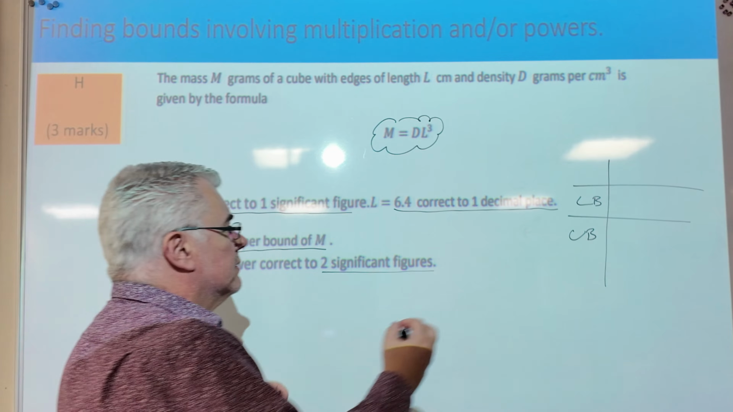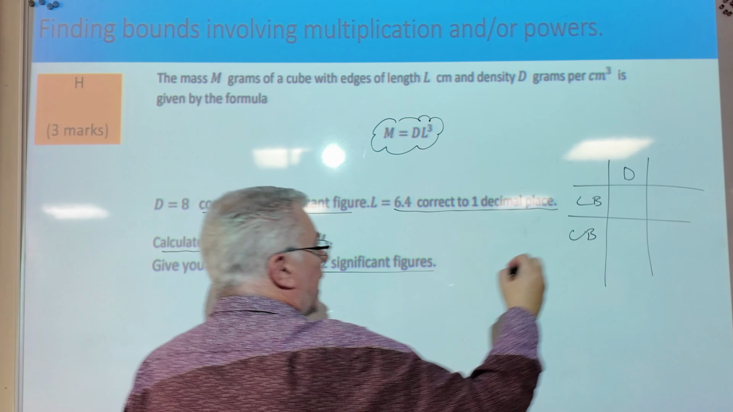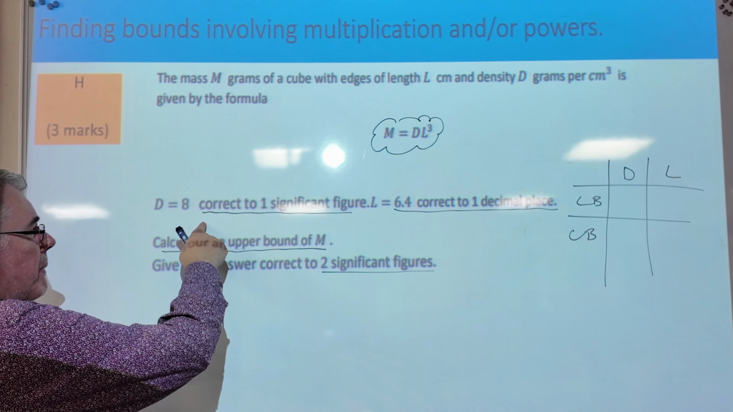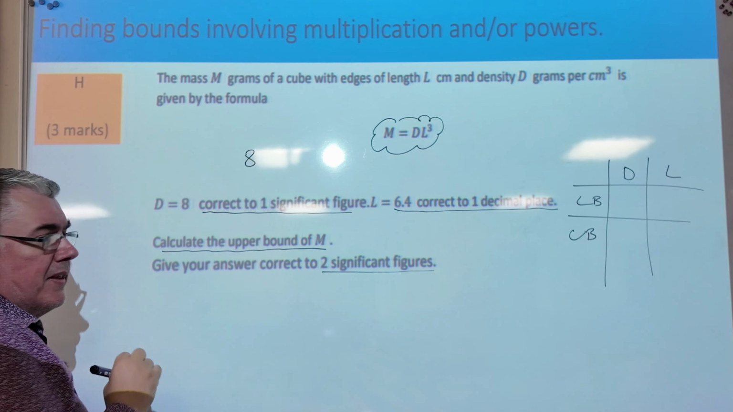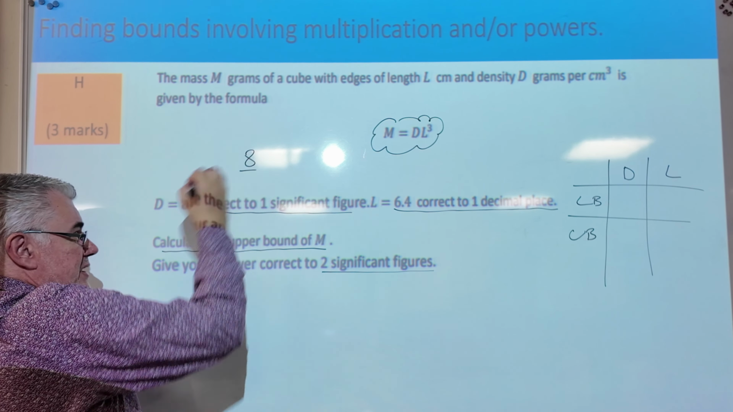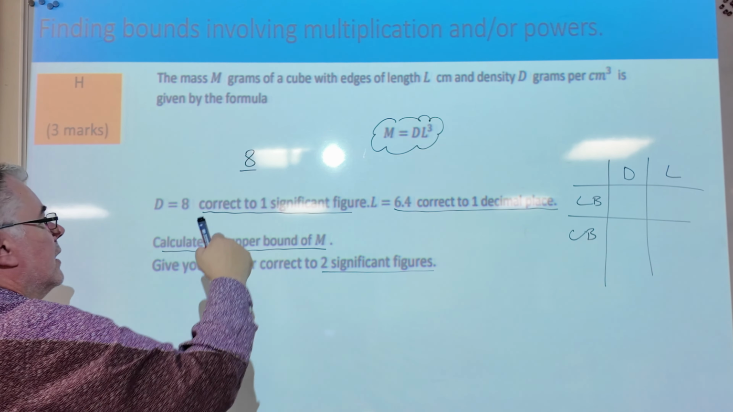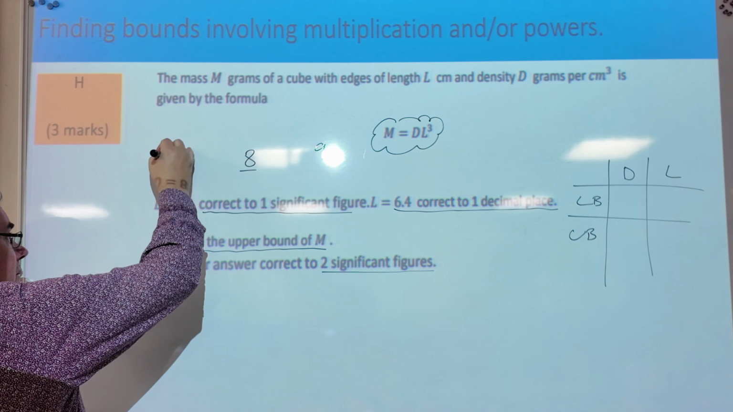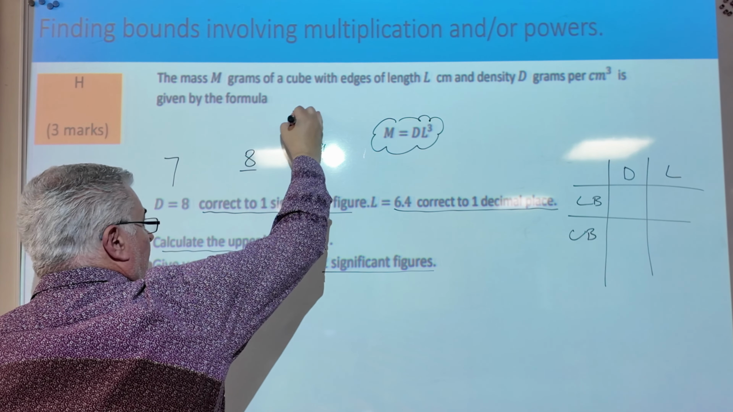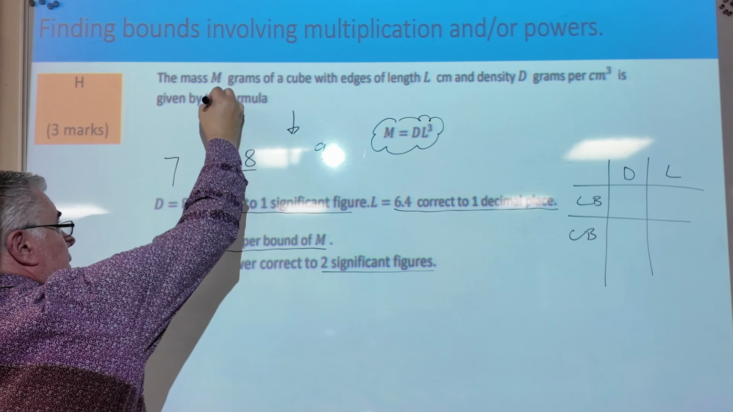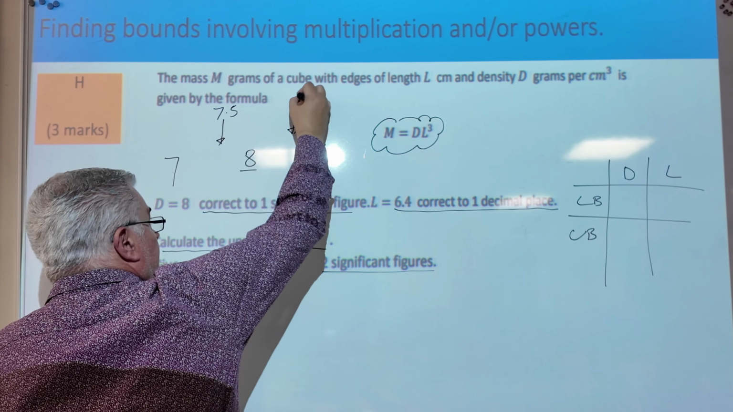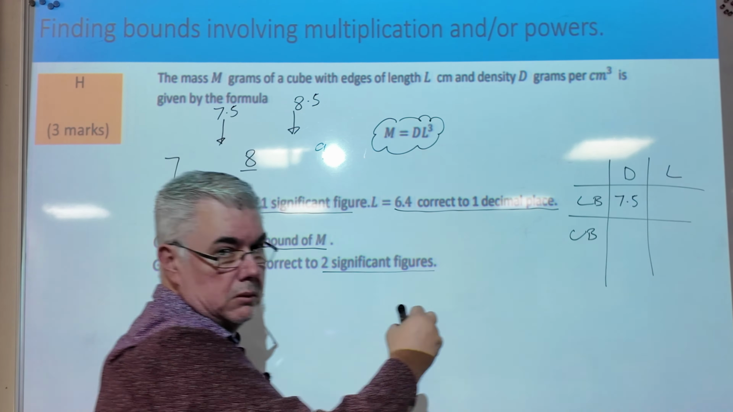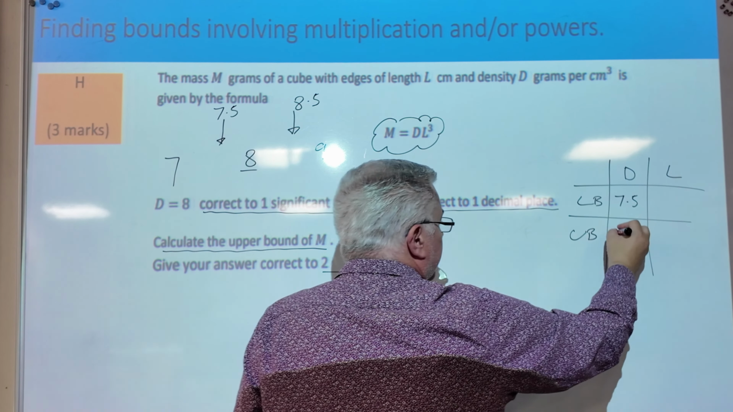But anyway, D is correct to one significant figure. L is correct to one decimal place. I need to work out the lower bound and the upper bound. D has been rounded to one significant figure. This is the number that's possibly being rounded. I'm going to round it up by one significant figure and round it down by one significant figure. I want the number that appears in the middle. So 7.5, 8.5. My lower bound is 7.5 and my upper bound is 8.5.